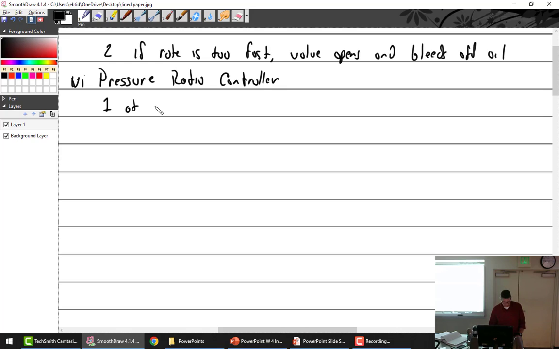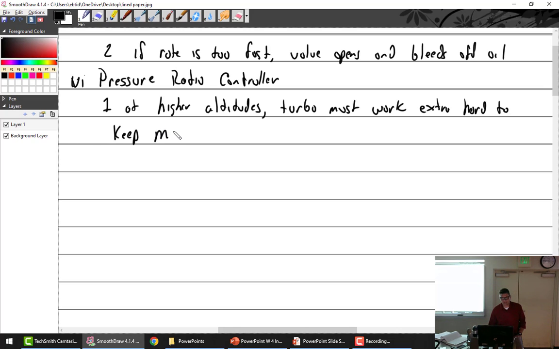So at higher altitudes, turbo must work extra hard to keep manifold pressure set for max horsepower. Basically just saying that you need more air in order to keep the same pressure.